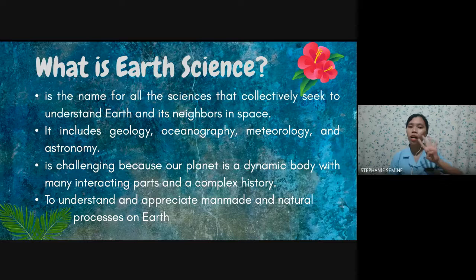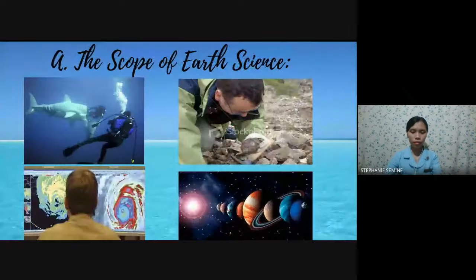However, there are only four basic areas of Earth science. Okay, these are geology, astronomy, oceanography, and meteorology. So first is astronomy. It tackles how the Earth relates in space and time. Second, we have meteorology. It talks about how atmospheric conditions relate to weather and climate.